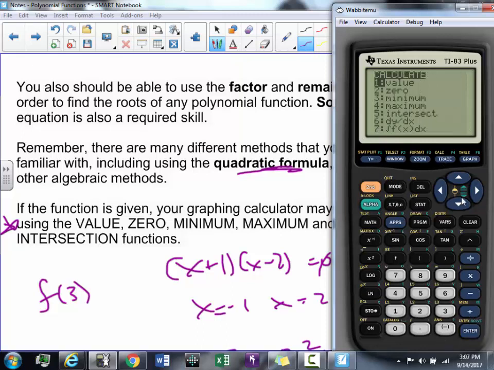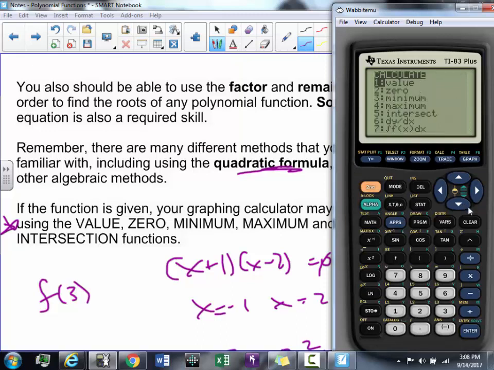Zero, if you forgot how, I'll do them all just because. Zero is your x-intercepts. The way it works is you put your cursor on the left-hand side of where you think the intercept is, then on the right-hand side of where the intercept is, and then it narrows down a search range to find where the intercept is. There, it was at 2. You remember that button?